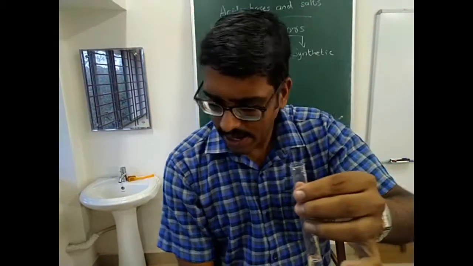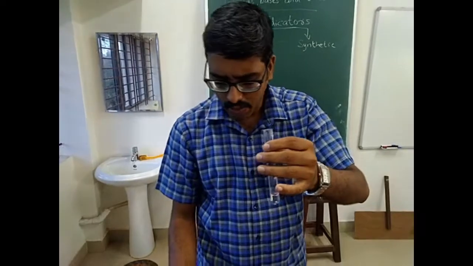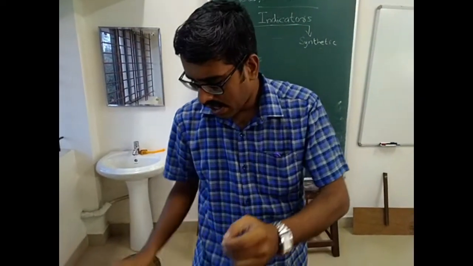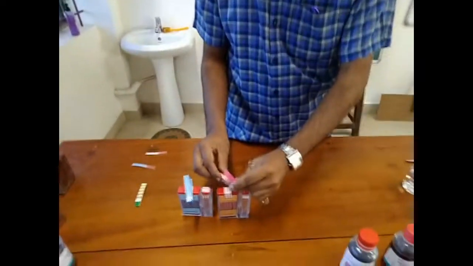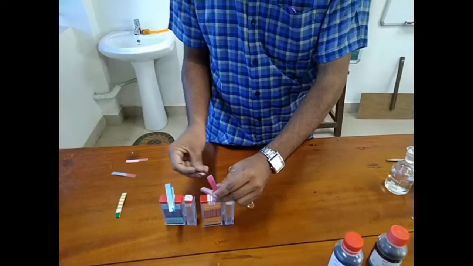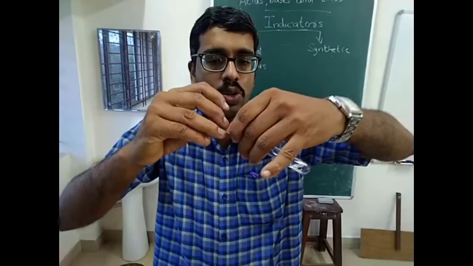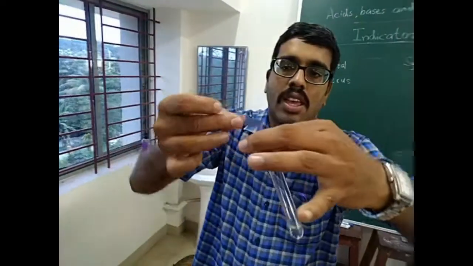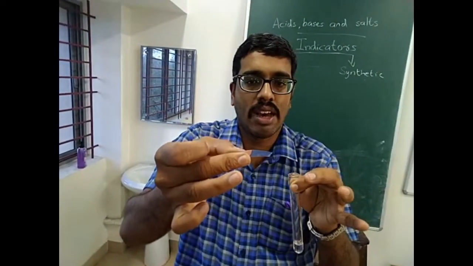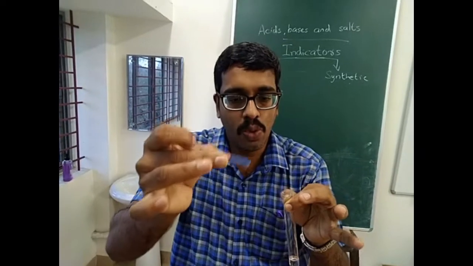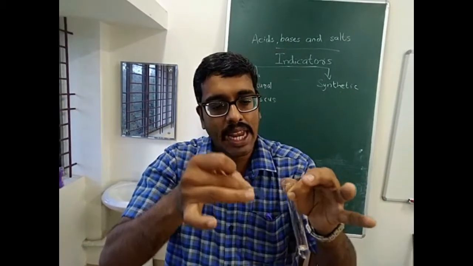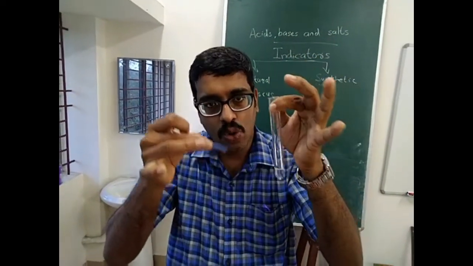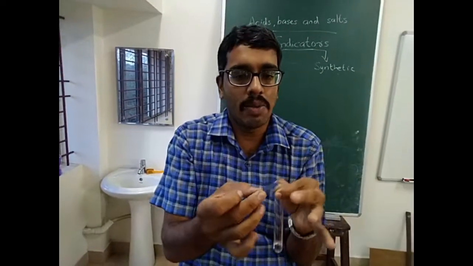So any base you can use, sodium hydroxide, potassium hydroxide, etc. Now I am using a red litmus paper, a piece only. I am going to immerse it in the test tube. You can see the change. Red litmus changes into blue when I immerse it in a base. So bases change red litmus into blue.